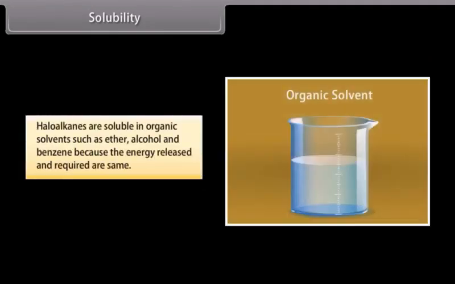Haloalkanes are soluble in organic solvents such as ether, alcohol and benzene because the energy released and required are the same.